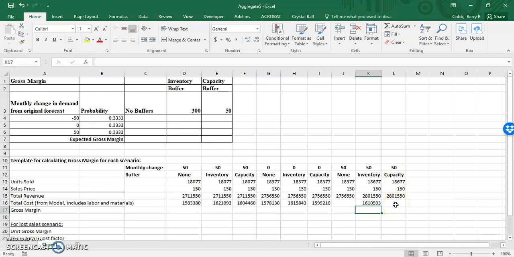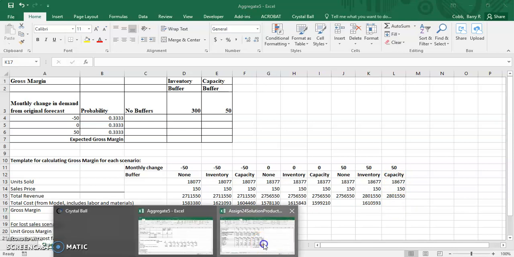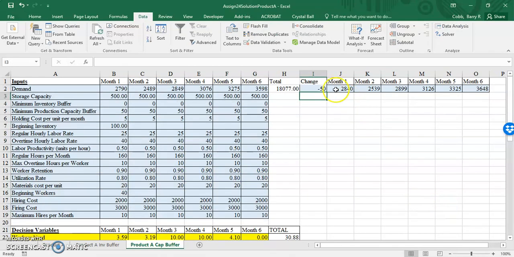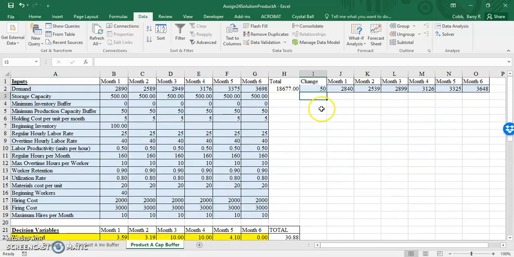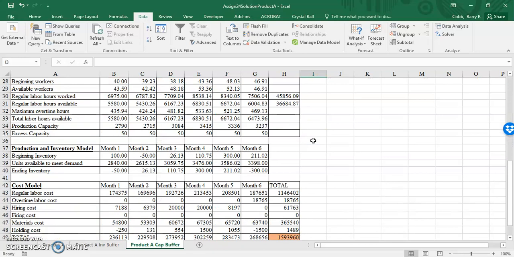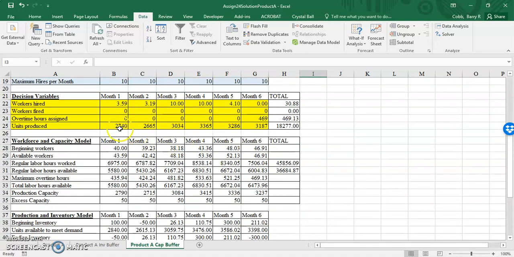What about the capacity buffer? This is a little bit trickier. What about a change of 50 units per month? If we go down and observe what happens in the model, once we put in the 50 units a month, we see that we've got excess capacity of 50, and now we've got a negative inventory in month 1 and an inventory that approaches negative 300 by month 6. What we've got to do is essentially use up this excess capacity to change our units produced.